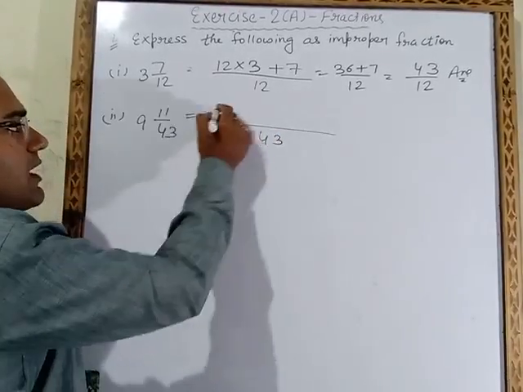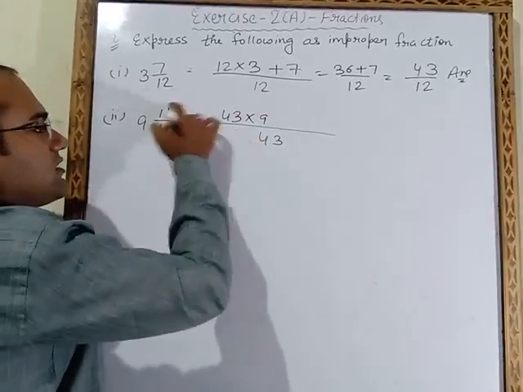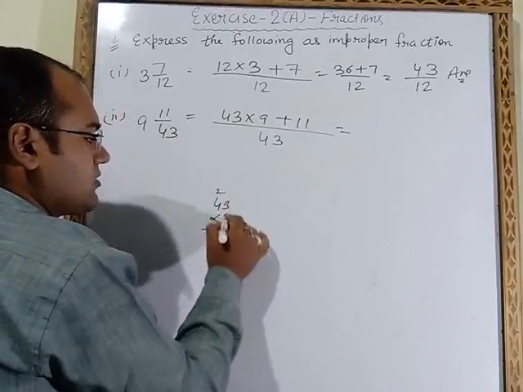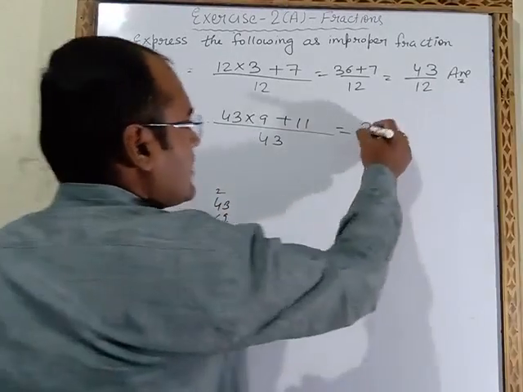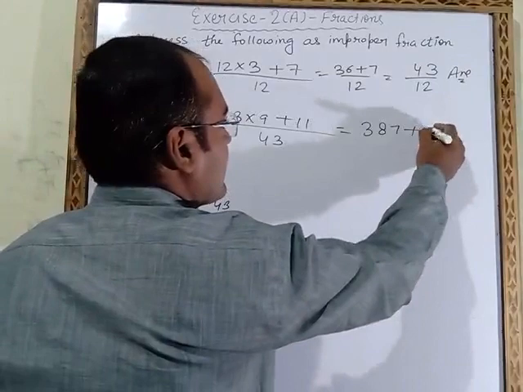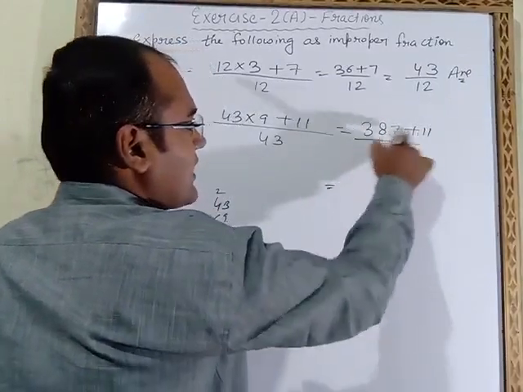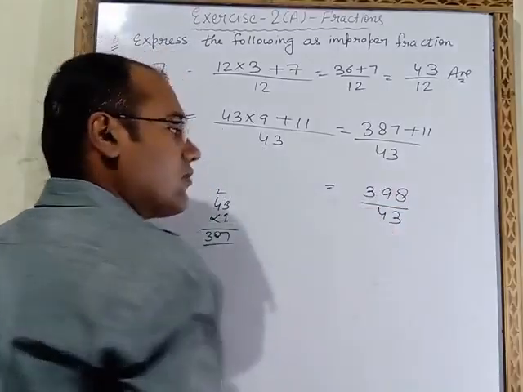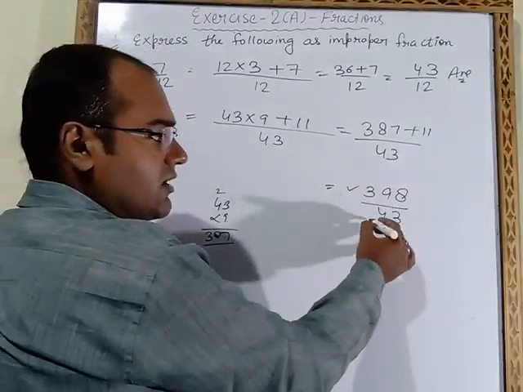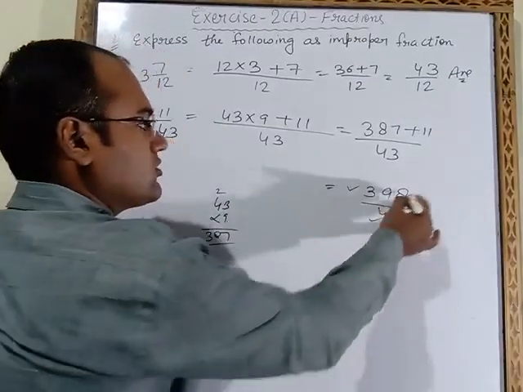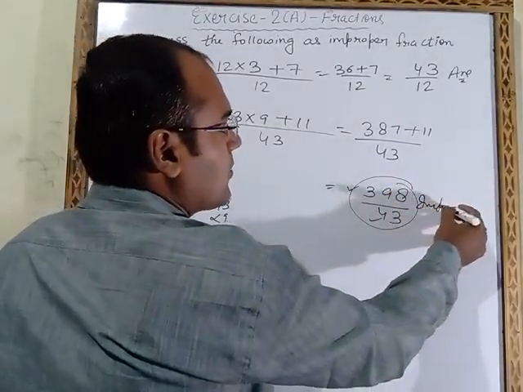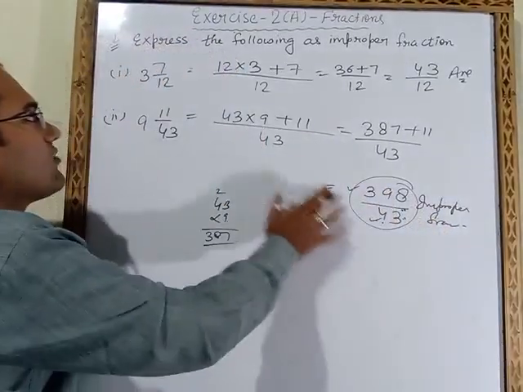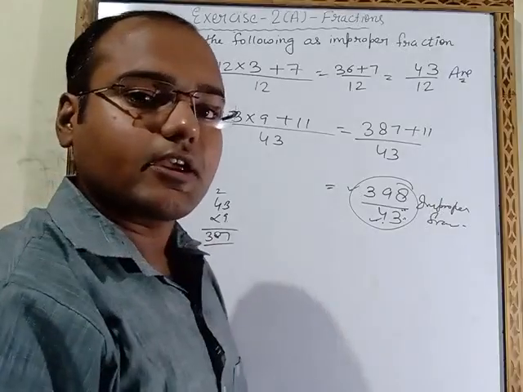Now this 43 multiplied with 9. Then this 11 we have to add. Now 43 into 9, 387 plus 11 upon 43. Now we will add these two. Answer will be 398 upon 43. Numerator is greater and denominator is smaller. So this fraction is improper fraction. So this is your final answer. So like this you have to do all the remaining part of this question number second.